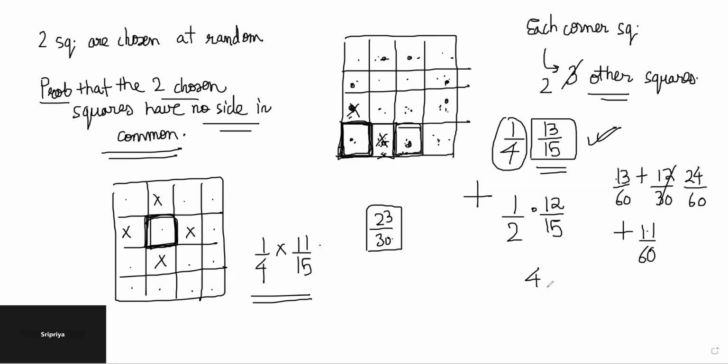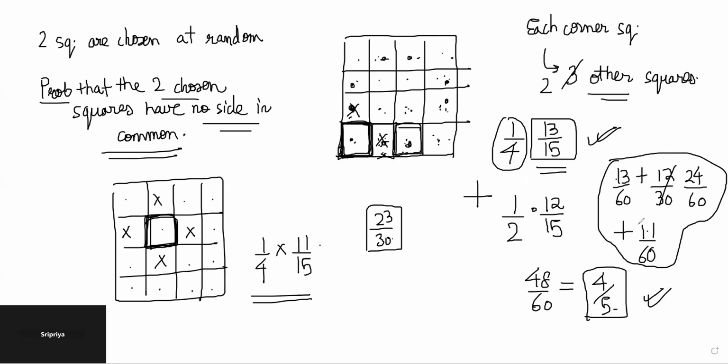Oh, I'm right. 48 by 60 is the thing. So 4 by 5 is the answer. I'll just check it. Our calculation is wrong, no? Yes. For the probability question, it's 4 by 5. The calculation was wrong. 13 plus 11 plus 24 is 48, not 58.